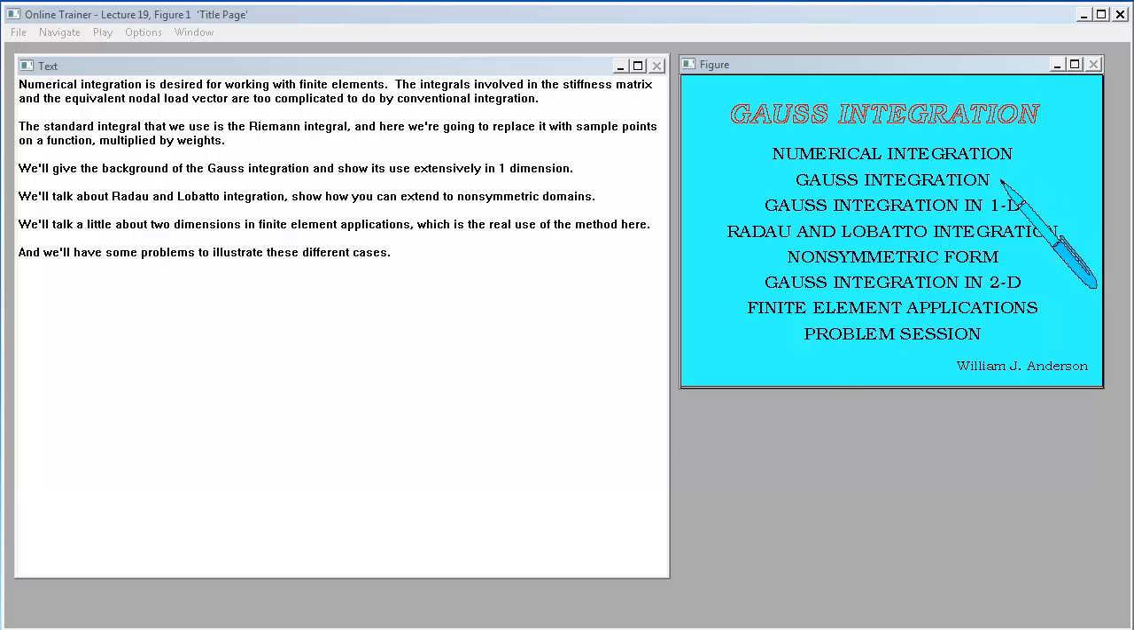We'll give the background of the Gauss integration and show its use extensively in one dimension. We'll talk about Radau and Lobato integration, show how you can extend to non-symmetric domains. We'll talk a little about two dimensions and finite element applications, which is the real use of the method here. And we'll have some problems to illustrate these different cases.